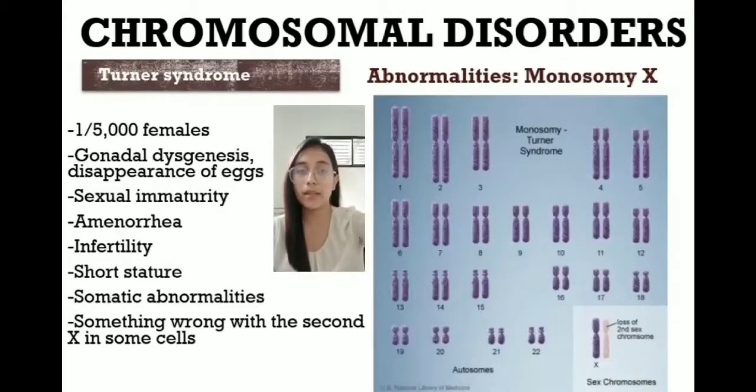Turner syndrome. The abnormality is monosomy X. Gonadal dysgenesis is a condition characterized by short stature, and ovarian dysgenesis patients are females with either a missing X chromosome or an abnormality of one of the X chromosomes. It occurs in 1 in 2,000 to 1 in 5,000 female live births. Sexual immaturity occurs in girls with an absent or structurally abnormal second sex chromosome.